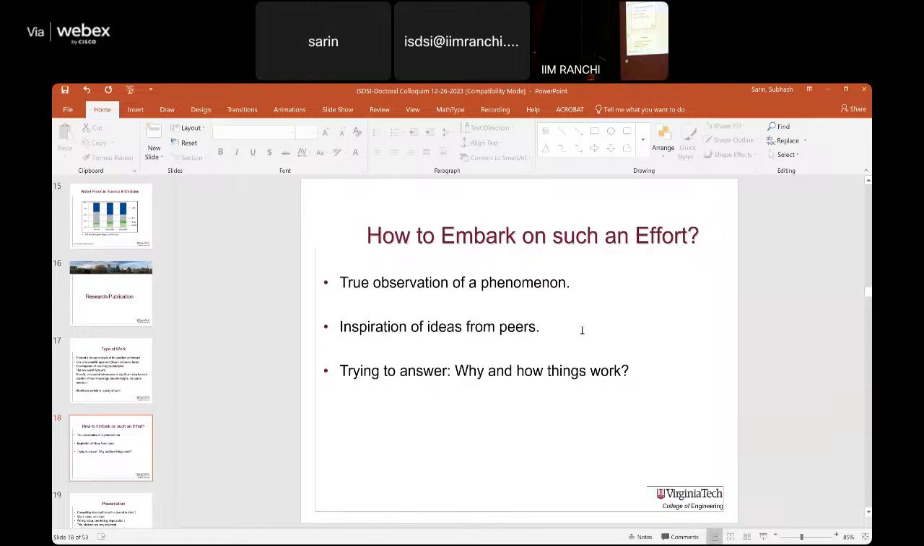And inspiration and ideas from peers: interaction with your peers, knowing what they're working on, and collaboration, things like that. Trying to answer questions of why and how things work. They're very simple things, but to accomplish them in a deep and more creative way is very important and very difficult as well. So it takes a lot of time and effort to bring research to that level.